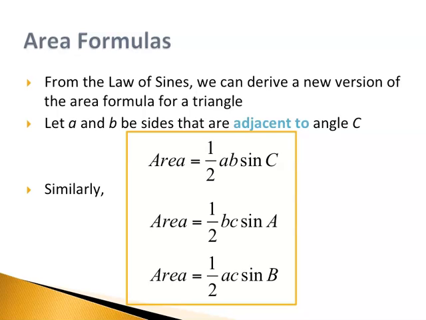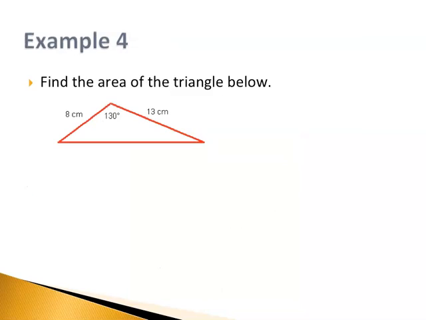Now let's see this being used in an example. So here we have a triangle, and we don't have it labeled. So we can go ahead and label it ourselves however we'd like. I'm going to label this angle here A, this angle here B, and this angle here C. The way we label angles A, B, and C doesn't matter, but the way we label the sides has to correspond with the way we've labeled the angles. So across from angle A, that's 13, so that's lowercase a, and across from angle B is lowercase b, so that's 8.